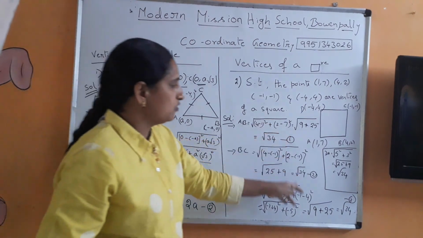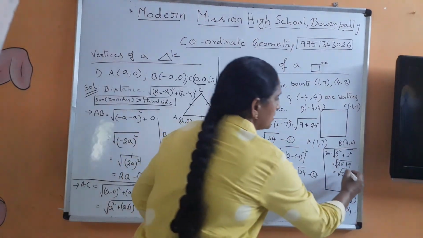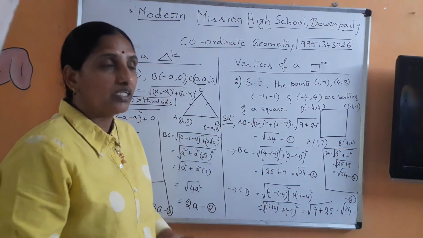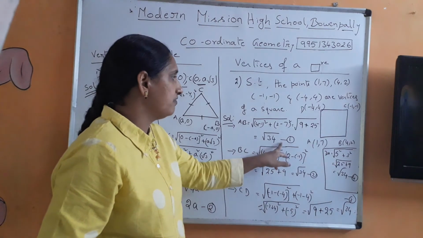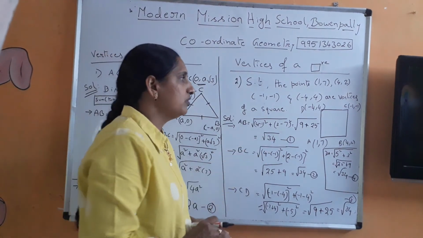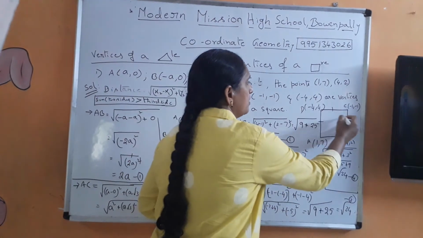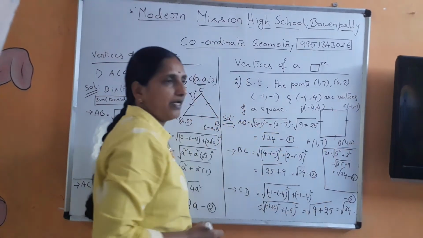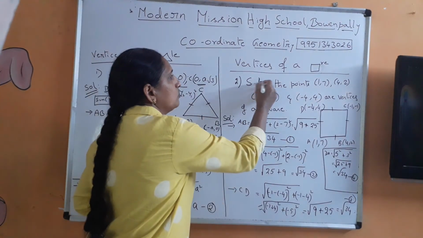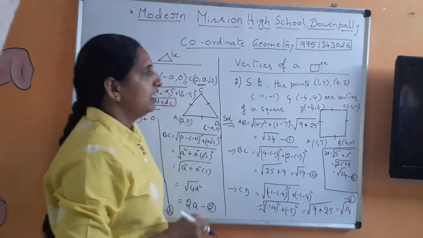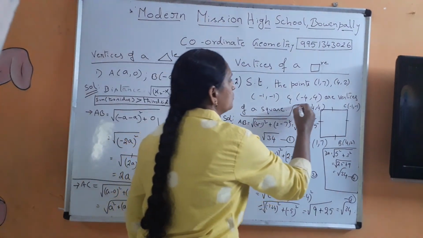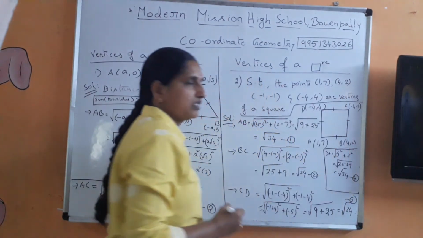So you got all four sides to be equal, each having root of 34 units. Square root of 34 units. So therefore it forms a square. So these points show that the points so and so are vertices of a square. This is what the given problem is.